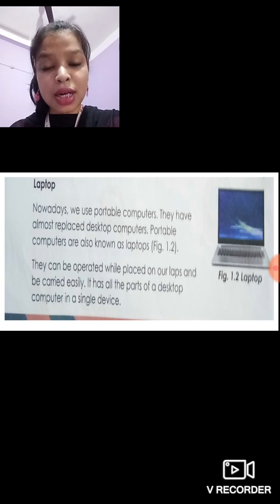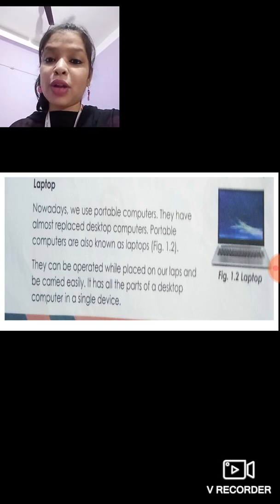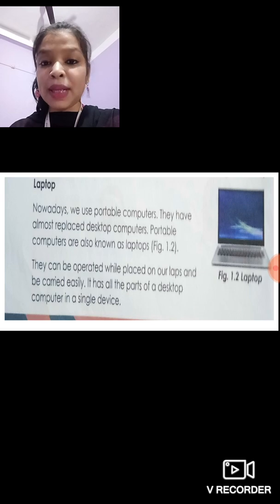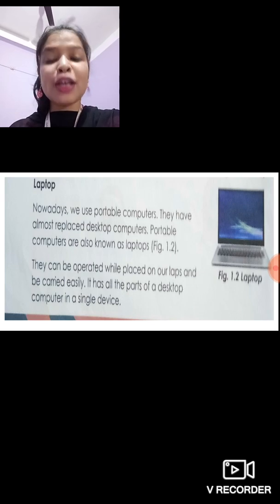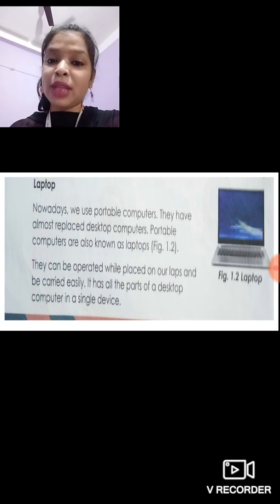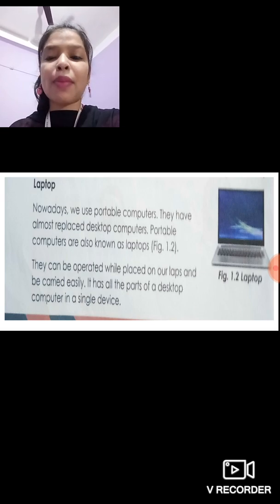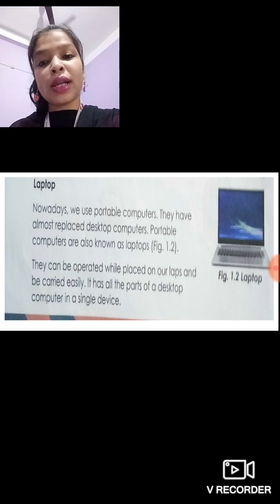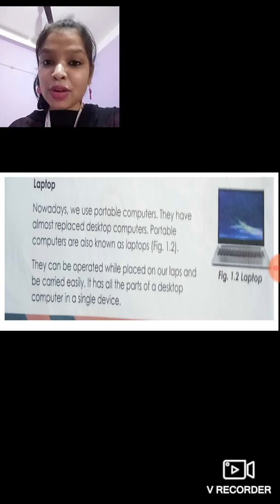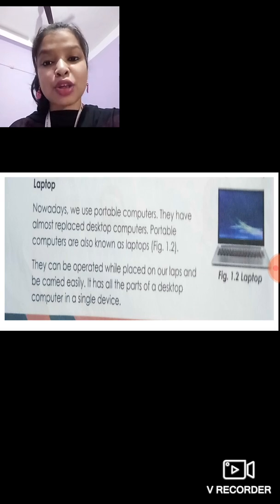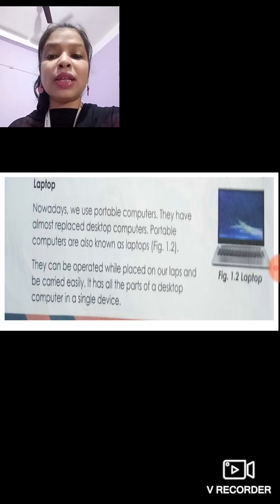Okay, so we can work placing the computer on our lap, and all the parts of a desktop have been built within the device. Which is more useful, the desktop or the laptop? In a laptop we can do the same amount of work that we can do on a desktop. The difference is in their parts. In a desktop the parts are separated, whereas in a laptop they are inside the machine, inside the device.